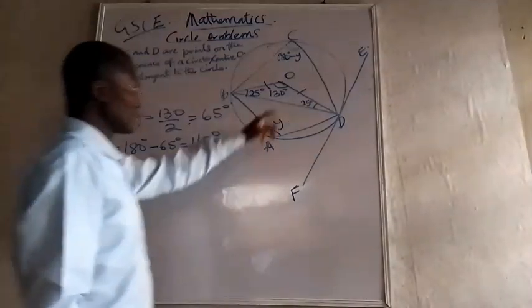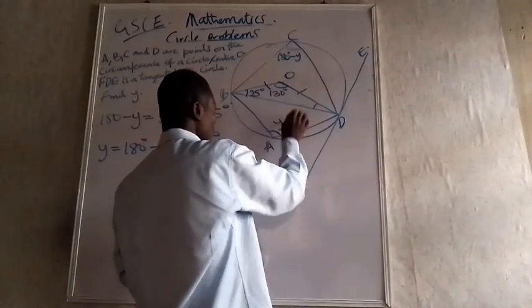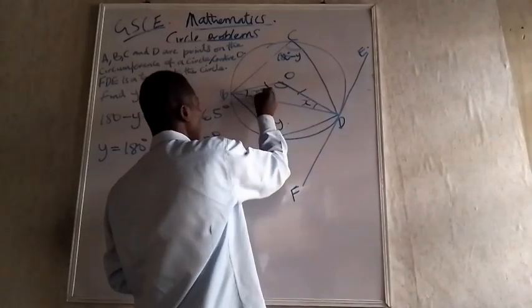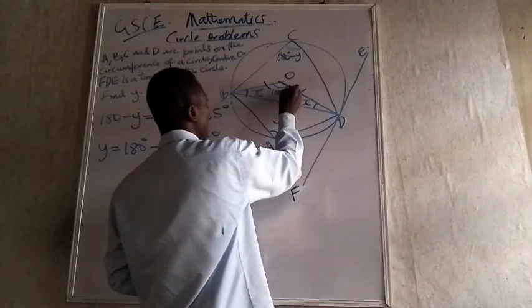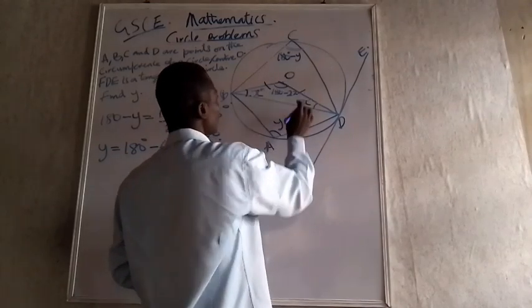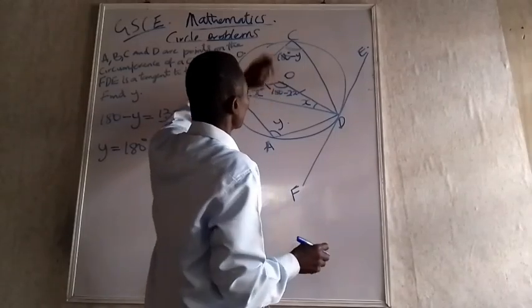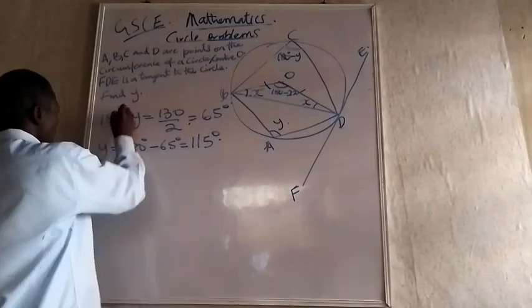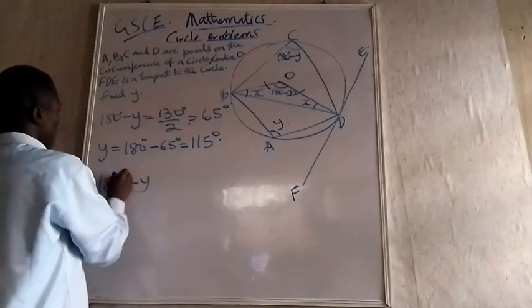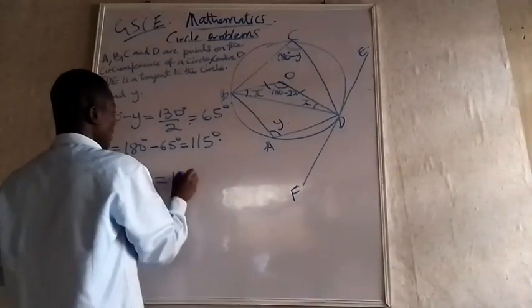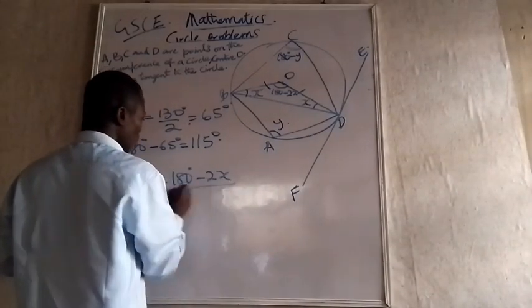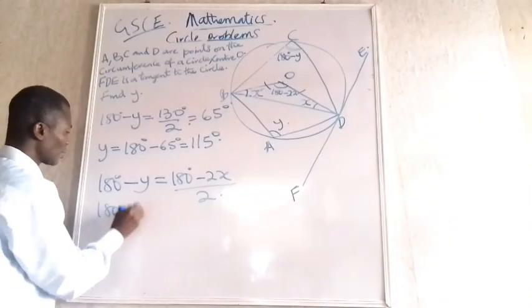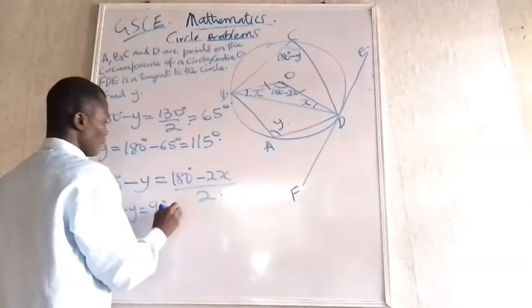So, assuming this place is given to us as x, now let's see. Since we have this place as x, this place will be x. So, this place is going to be 180 minus 2x. So, at the end of the day, this place will be half of 180 minus 2x. So, we are going to have 180 minus y will be equal to 180 degrees minus 2x over 2. So, what does that give? 180 minus y will be equal to 90 minus x.